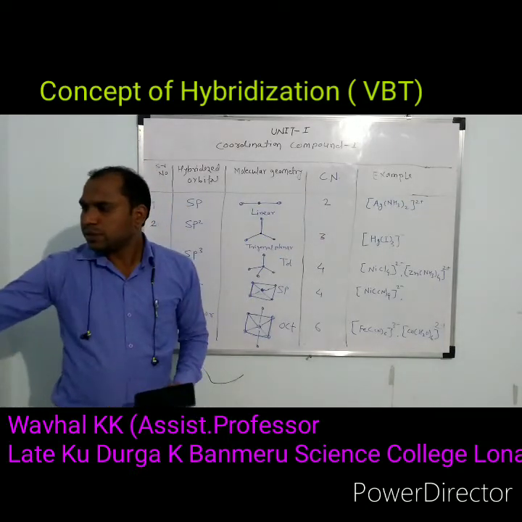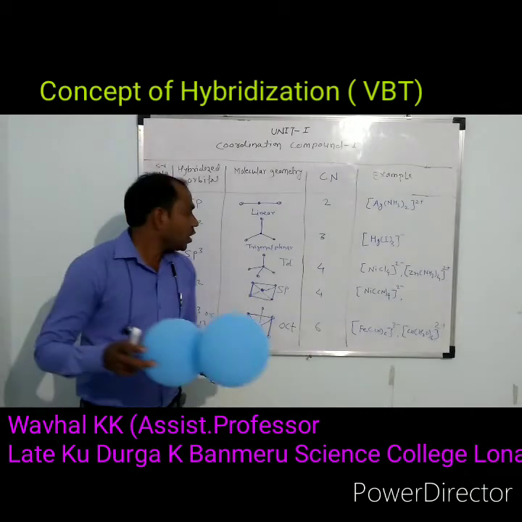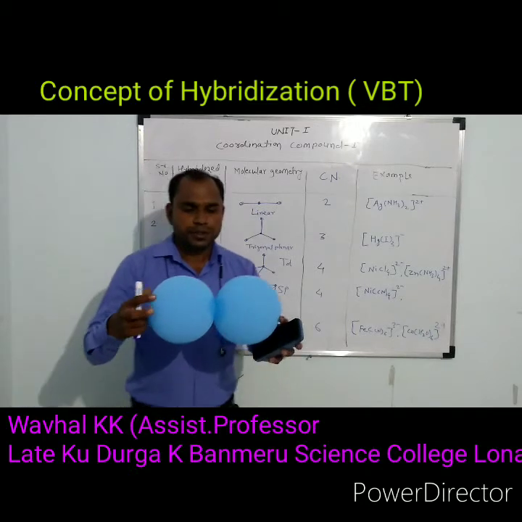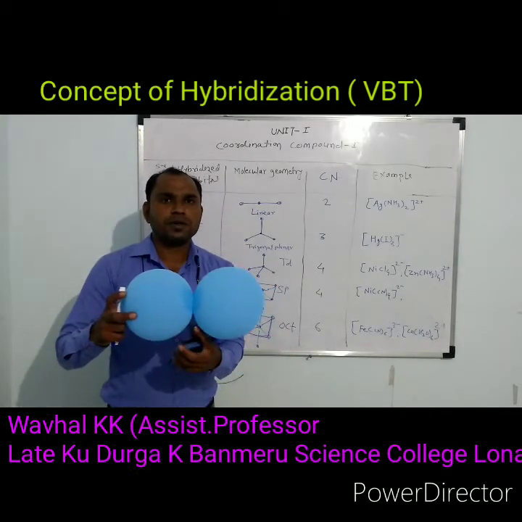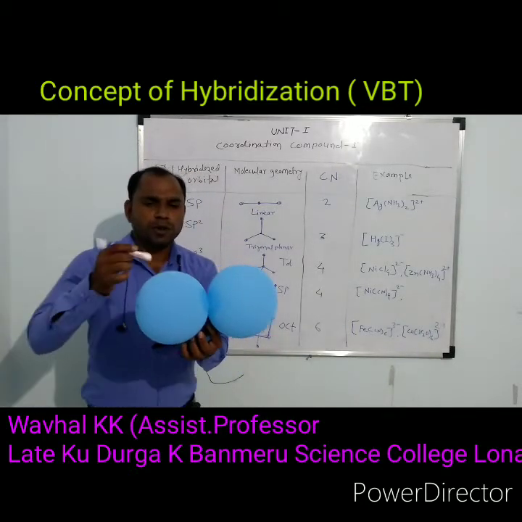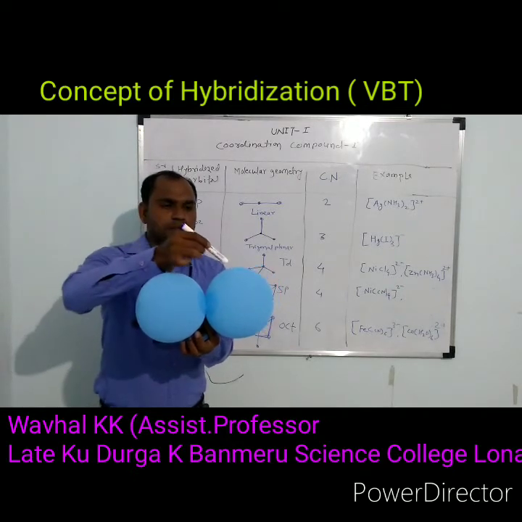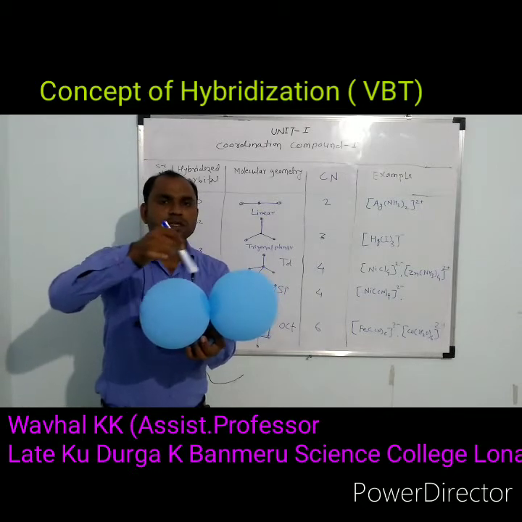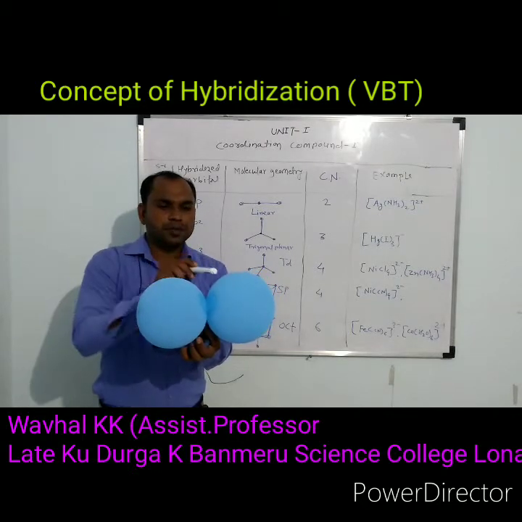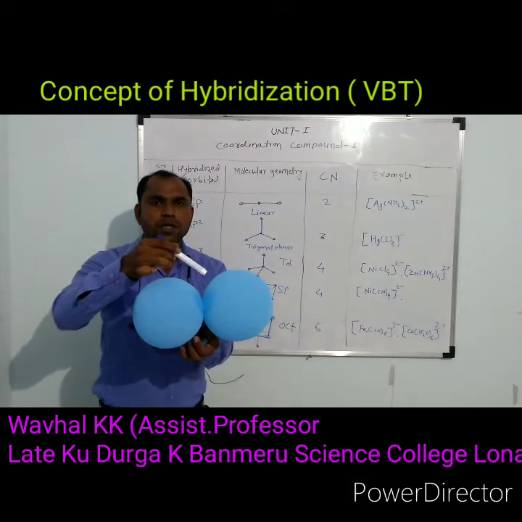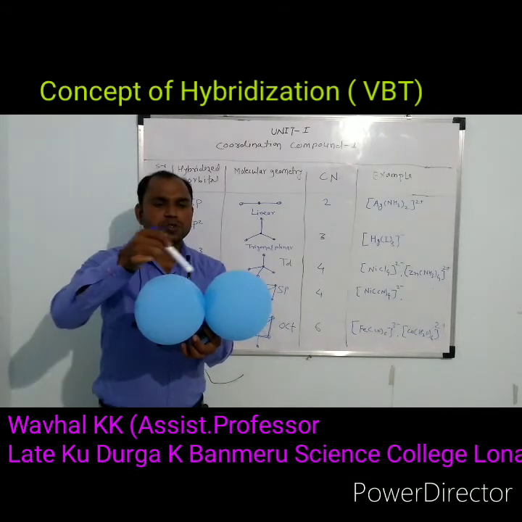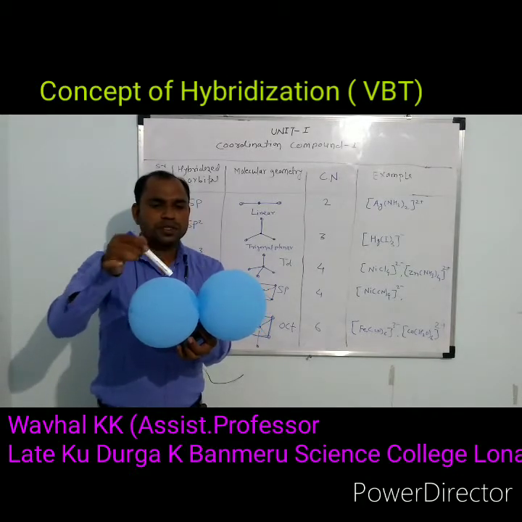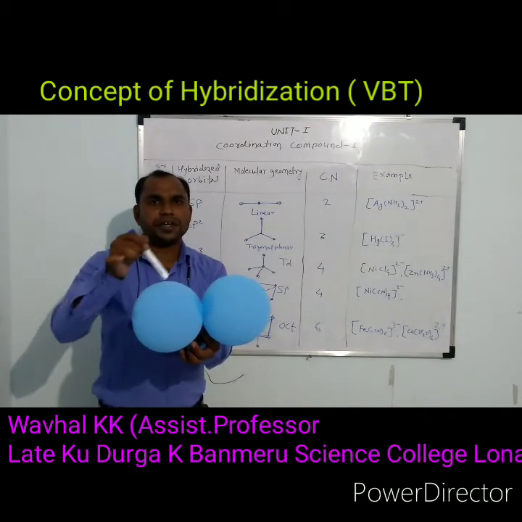For example, see here, I will show how the geometry is formed. This is the geometry of the sp molecule. One is the s orbital, this is the p orbital. They are mixed together and then there is formation of the sp hybrid orbital, and this is called the linear geometry. The bond angle between these two orbitals, s and p, is 180 degrees.